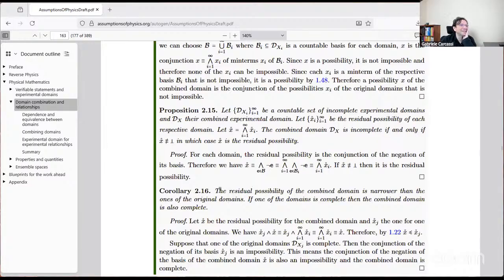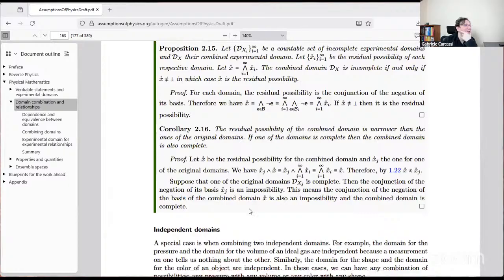And then the corollary is that the residual possibility of the combined domain is narrower than the ones of the original domains. And if one of the domains is complete, then the combined domain is also complete, because at that point it's like the residual possibility of one is the impossibility, and therefore you get the impossibility for the whole thing. And again, these are only there to make the coproduct work, and that's it.